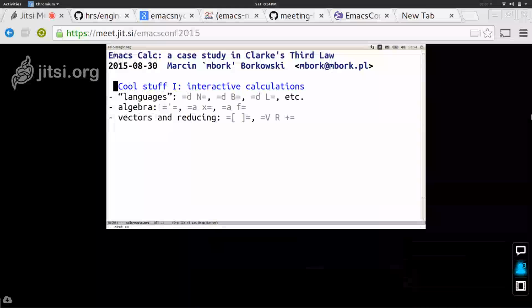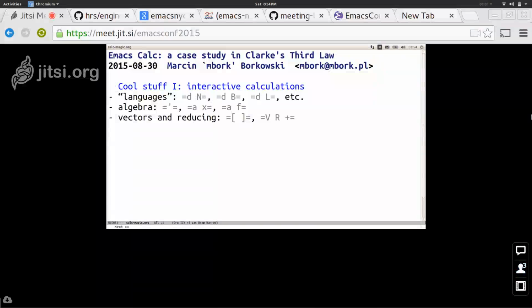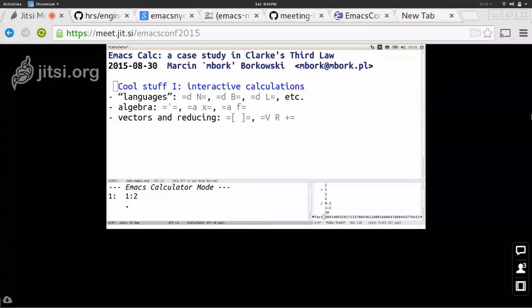One is connected with interactive calculations. I chose 3 of them: so-called languages, algebra, and vectors. Let us fire up Calc again. What are languages? This 1/2 is the so-called normal language, normal Calc notation. But you can press D and capital L to get the same in LaTeX notation, ready to paste into your LaTeX graphics. Or you can say D capital B and get something called a big notation.